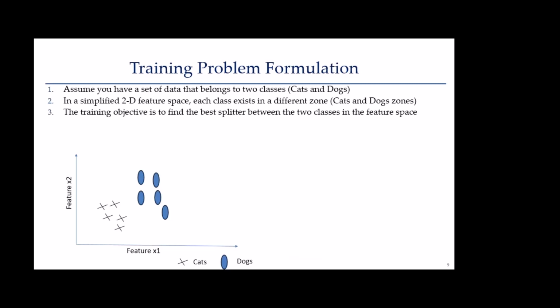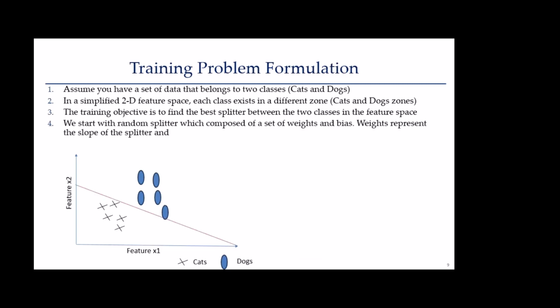Now, in the training, our objective is to find the best splitter between the two classes in the feature space. We start with a random splitter, which is composed of a set of weights and bias. Those weights and bias represent the slope of the splitter. In each iteration, we keep adjusting this splitter and the associated weights, and we keep repeating this until we eventually find a perfect splitting or perfect boundary between both classes. This is where we say we are done with the training.